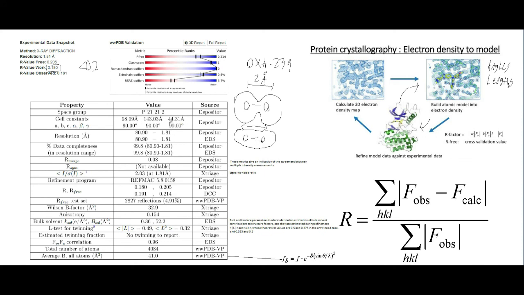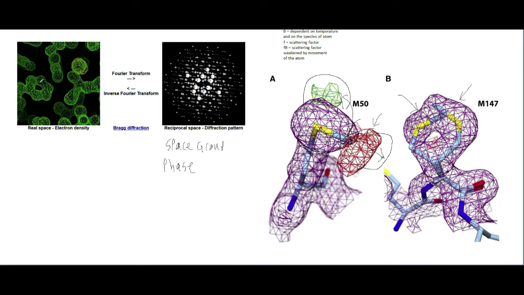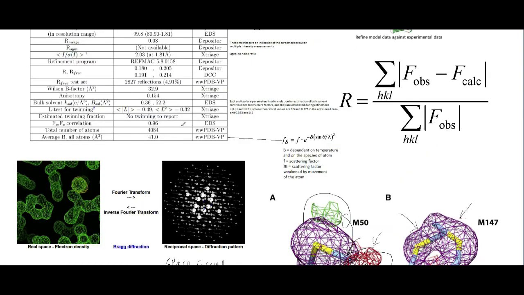And so my data was 1.81 angstroms, and I will show my data in a program in a little bit, and you'll see that my data is not as good as this. This right here would be extremely high resolution data. This would probably be less than 1 angstrom.